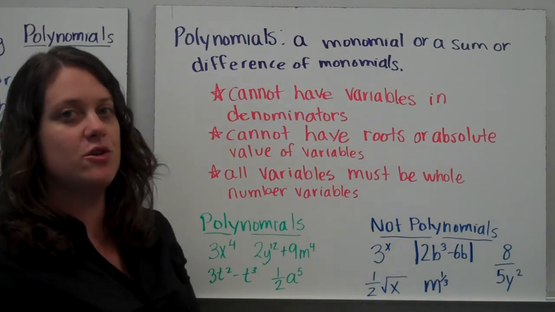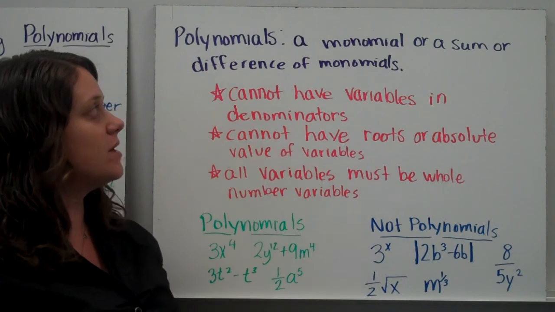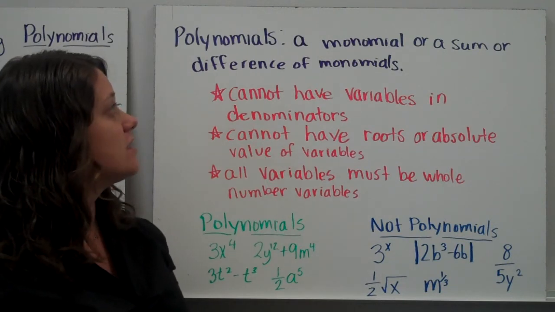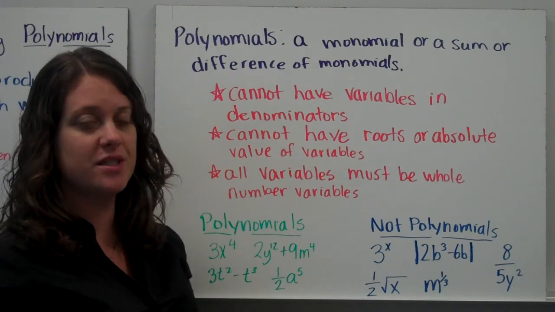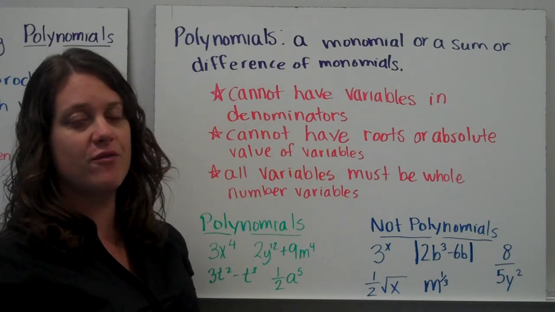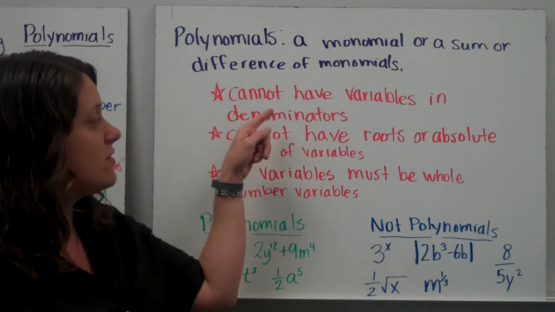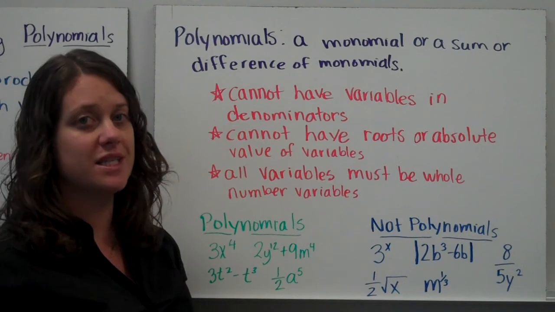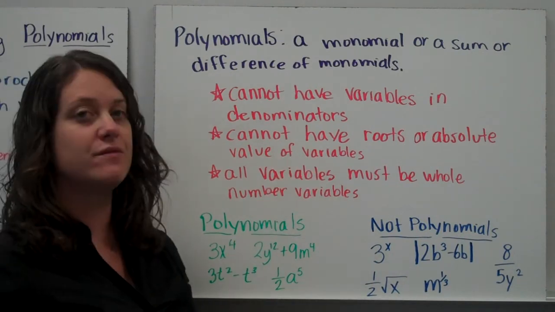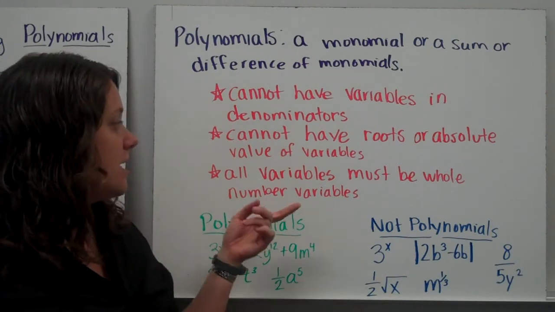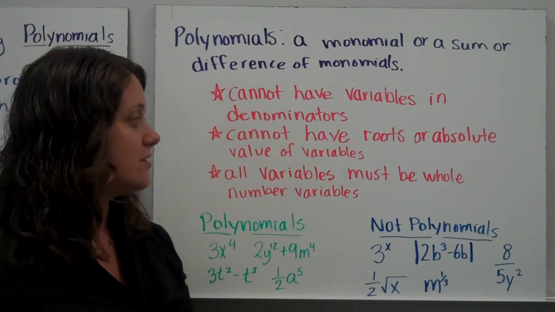The second thing that we need to know if we're going to be adding and subtracting polynomials is what a polynomial is. A polynomial is a monomial or a sum or difference of monomials. So just one monomial is still considered a polynomial, or if we are adding or subtracting them, they are polynomials. So, some things you need to remember. They cannot have variables in the denominators, that's important. They cannot have roots or absolute value of variables. And lastly, you should remember that all variables must have whole number exponents.